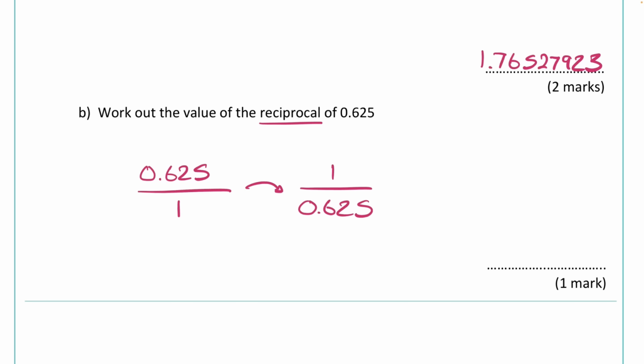From there, we just want to type that into our calculator, 0.625, because it gives our answer as a nice decimal. It comes out as 1.6. Could also write that as 8 over 5, which it simplifies to as well, but there is the reciprocal of 0.625. We have 1.6.